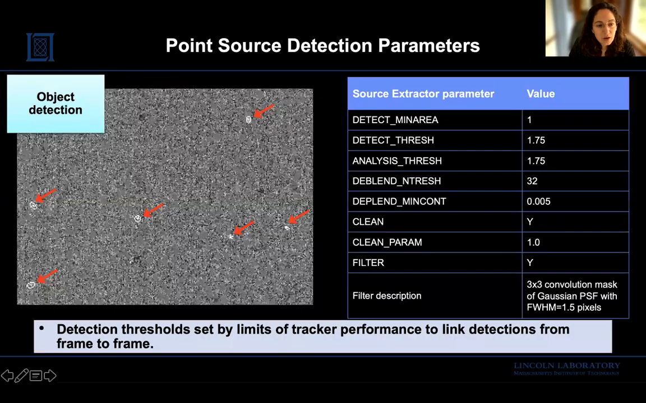So how are we able to detect point sources in this cleanly subtracted image? Well, we're using a source extractor, and we have selected parameters that push it really as far as possible into the noise. So we are doing object detection on those cleanly subtracted frames, and we are setting our thresholds extremely low. And this, we recognize, will generate a lot of artifacts in these detections as well as real detections. But our tracker algorithm is able to handle that. And that's why we're able to push to such faint SNR.